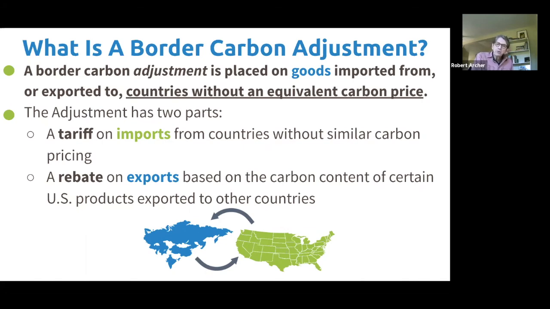So we impose a tariff on the Brazilian import to level the playing field. And when a US company tries to export to Brazil, it won't be competitive. So a rebate is paid to the US company based on the carbon content of the exported product. If Brazil establishes its own comparable carbon fee, then there are no carbon duties or rebates either way.